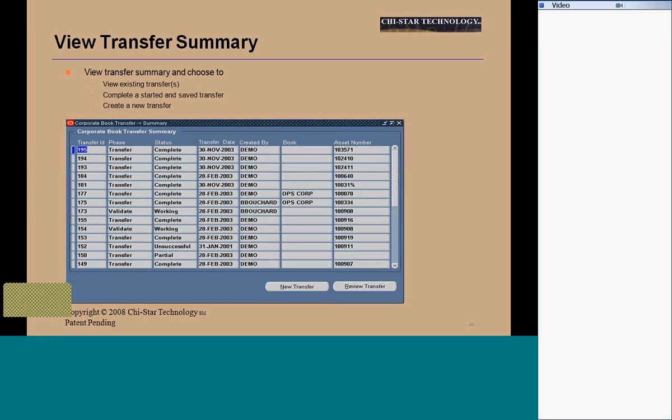What this summary list means is you could start a transfer. Let's say at the end of the day, you run out of time, you need to leave the office. You could stop the transfer, log out of Oracle, and come back in the next morning, pick up where you left off. It's not a process that once you start, you have to complete. You could start keying in some information, pause, get out of the forms, come back in and pick up where you left off.